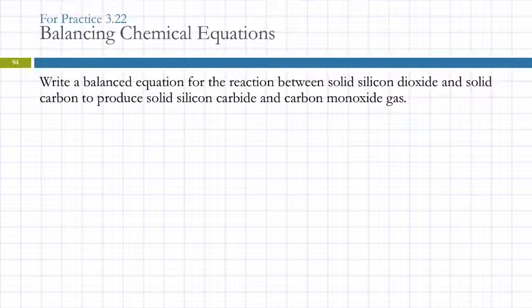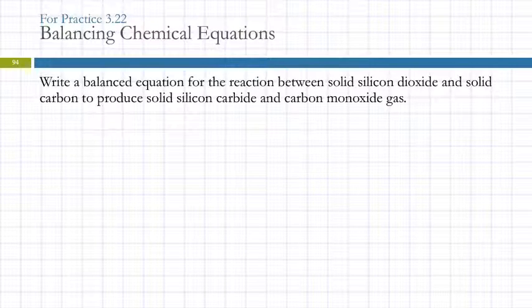Let's do some examples. Here we're given sentences that describe chemical reactions, and we're going to get some practice writing formulas. Okay, so write a balanced equation for the reaction between solid silicon dioxide and solid carbon to produce solid silicon carbide and carbon monoxide gas.